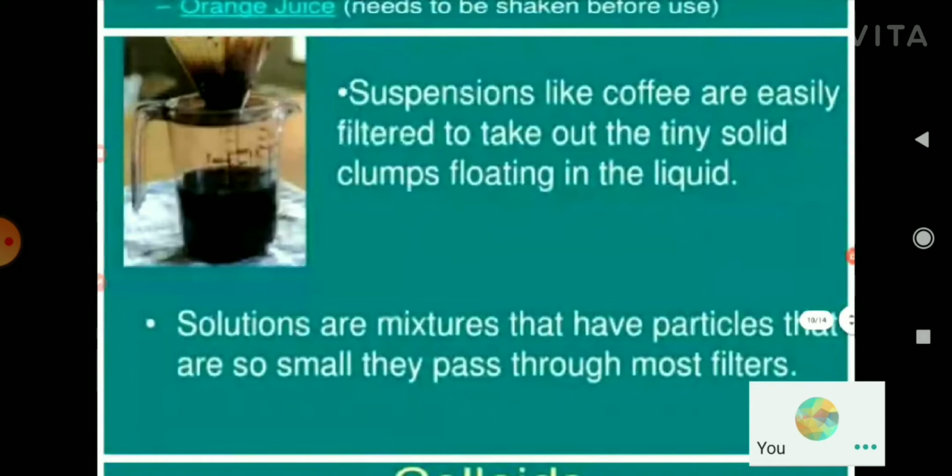Suspensions like coffee are easily filtered to take out tiny solid clumps. In coffee also some clumps are there, so we can directly filter them with filter paper. Solutions are mixtures that have particles so small they pass through most filters. So these big particles can be filtered through filter paper or anything. Next slide.